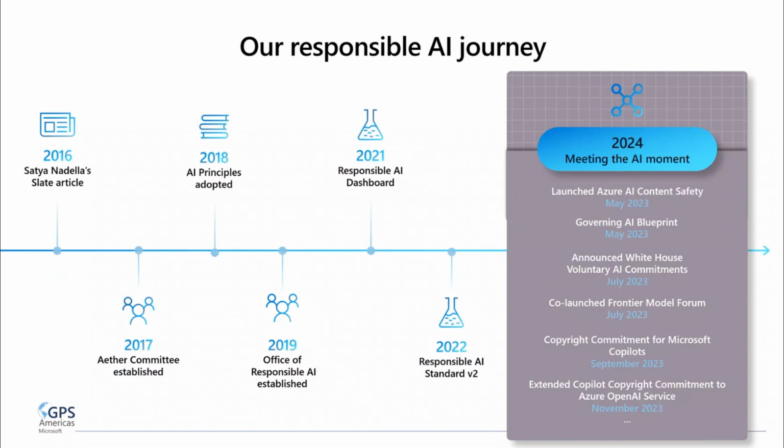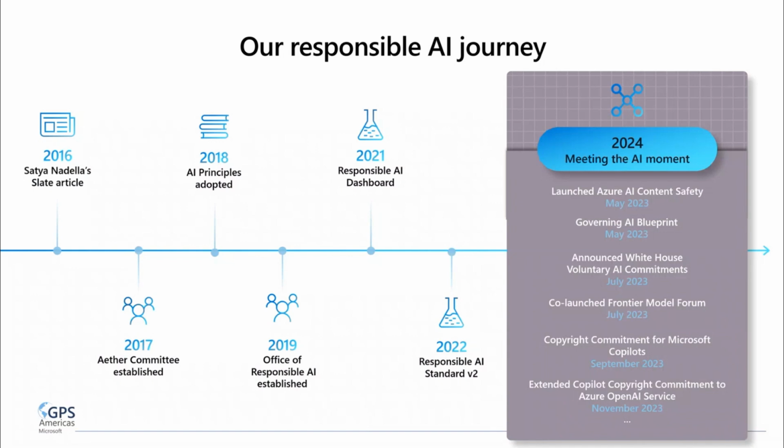Thanks for bringing this up, because if you think about it, you said 2016, right? 2016 is when Satya's article came out in Slate. And you see we're moving forward in terms of the timeline, jumping over to 2018, when we thought through, yes, 2 years to think through, what did we do? How should we do it differently? What are our principles that we're going to create? And who's going to help us with that? Well, in 2019, the Office of Responsible AI was created in order to help us think through that.